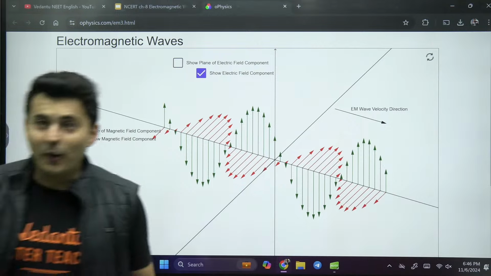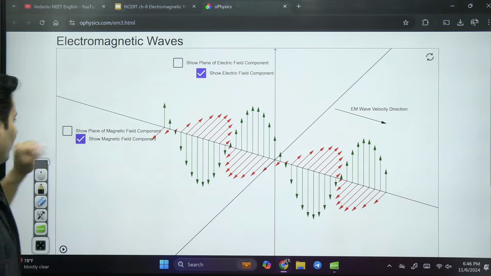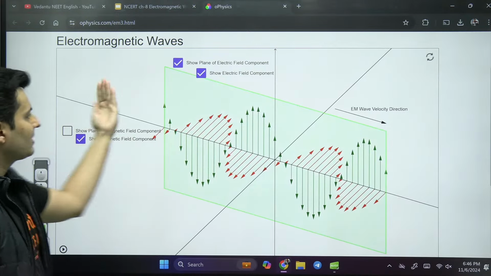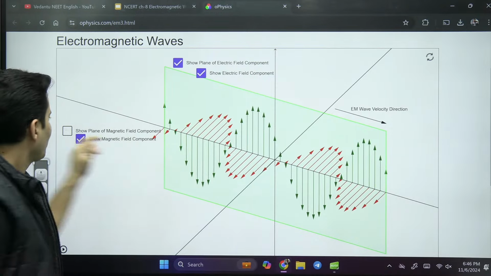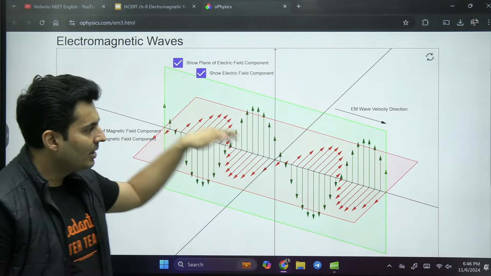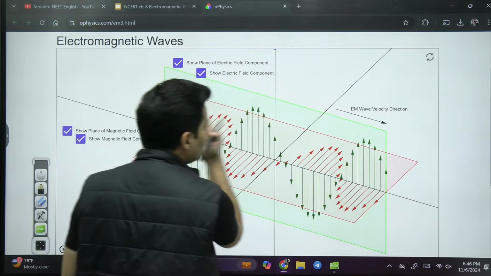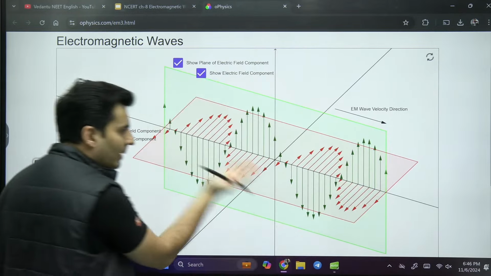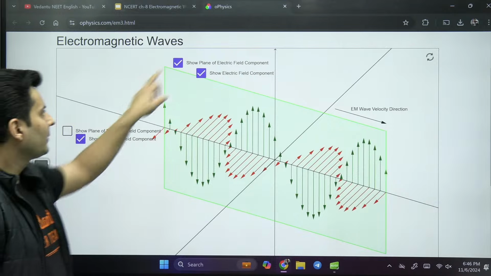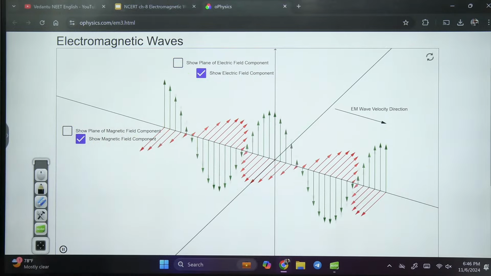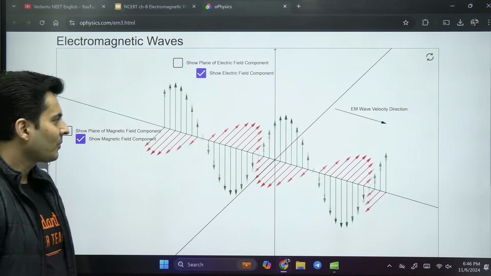Now, how will it look if they move? We'll see that, but let me show you the planes. Can you see the electric field wave? Can you see the magnetic field wave? Can you see that this green plane is perpendicular to the red plane of the magnetic field? Correct? Now let's see what happens if they start moving. See, this is how they go.